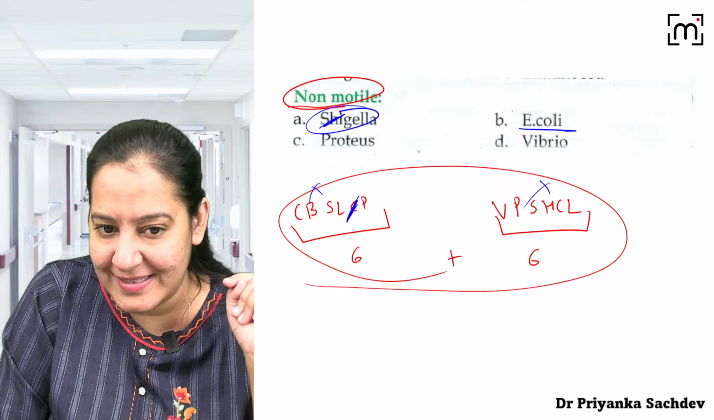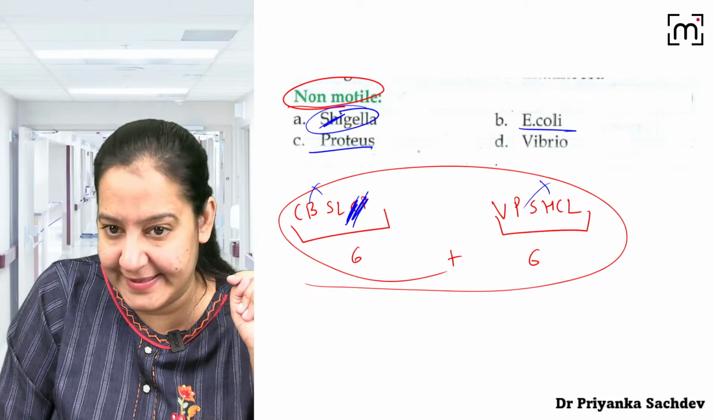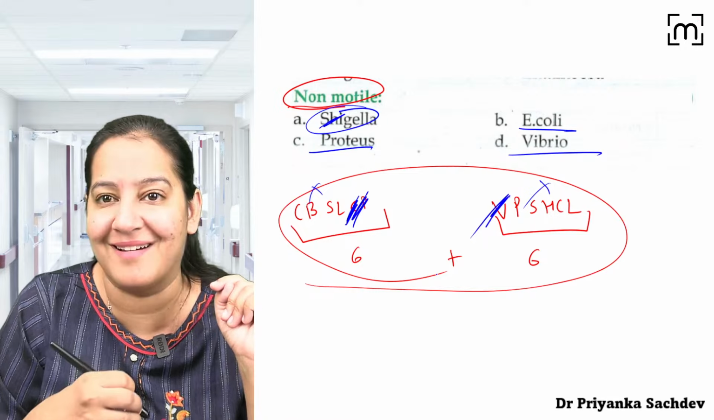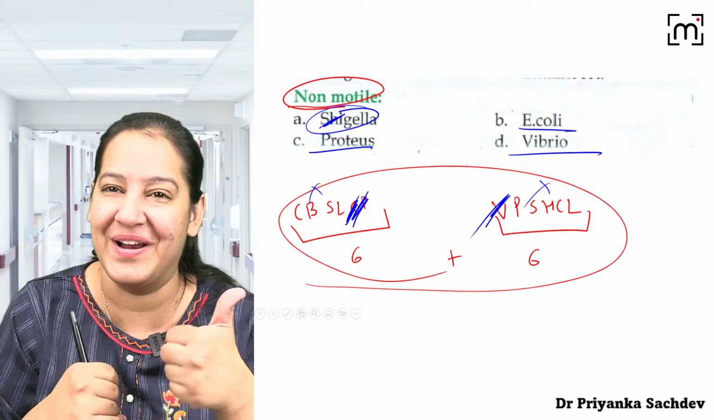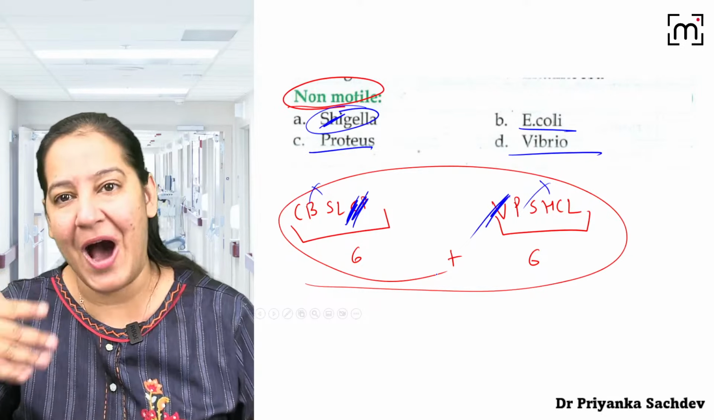E. coli, it's coming here. Proteus, it's coming here. Vibrio, it's coming here. Somewhere it's coming. But Shigella is coming nowhere. I guess the correct answer is A, and you all are right. Give me a thumbs up. So this is how the utility of the mnemonics you can see, right?